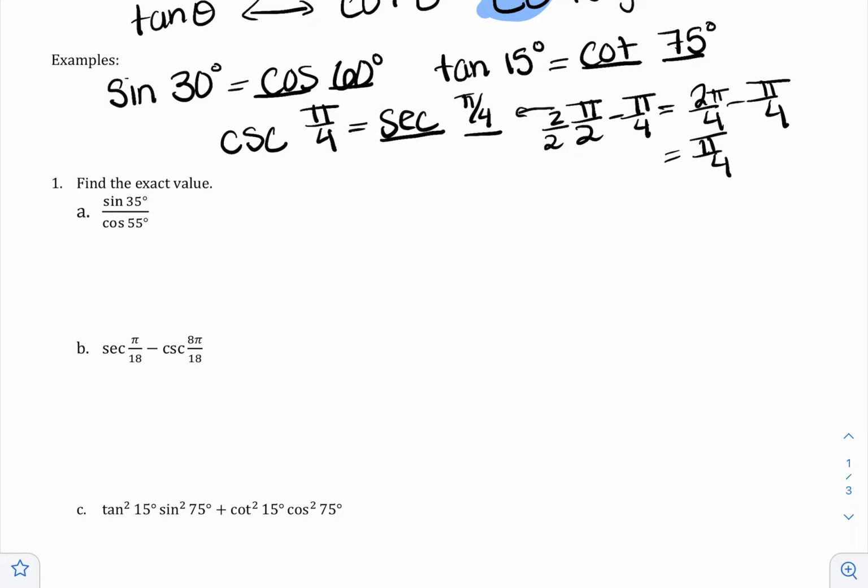You could have also changed it to degrees. So hopefully by now you're getting comfortable and knowing that pi over 4 is 45 degrees. And the complementary angle of 45 degrees is 45 degrees. But even if you didn't, you could still do it with the radians by doing pi over 2 minus pi over 4. So these are the cofunction identities.